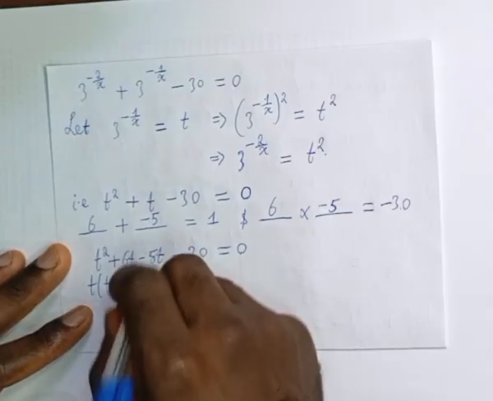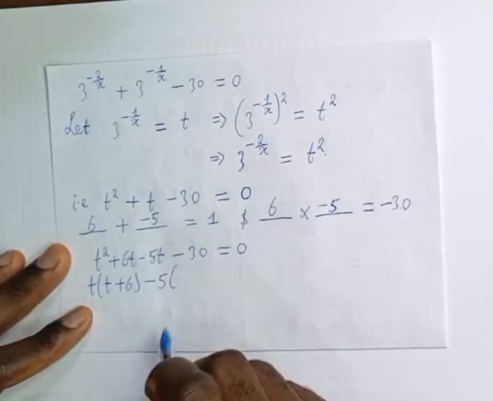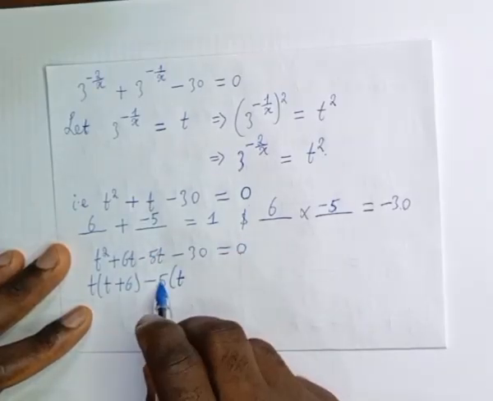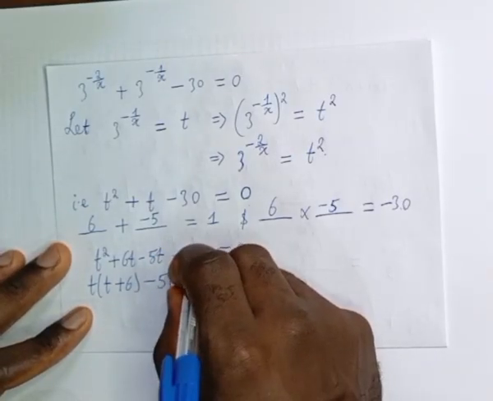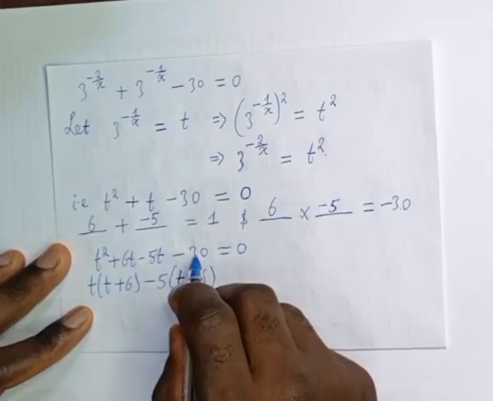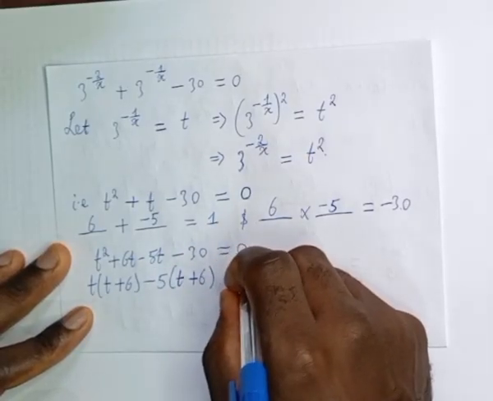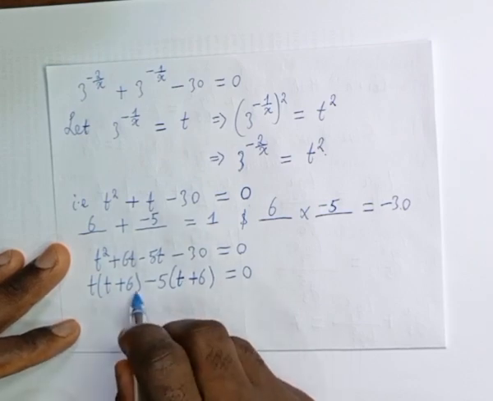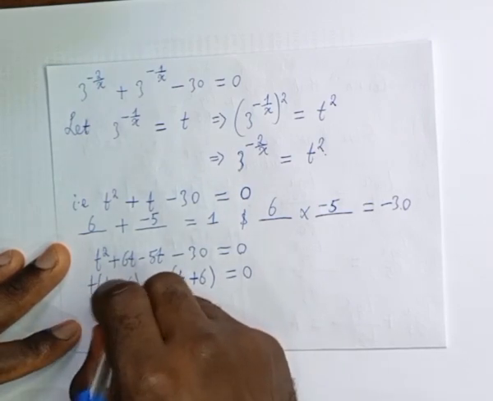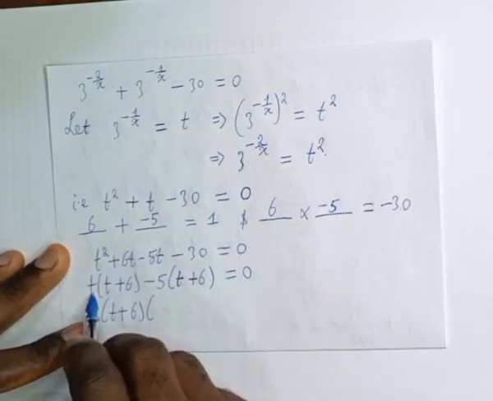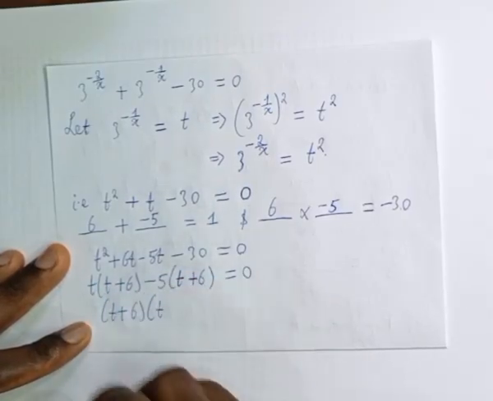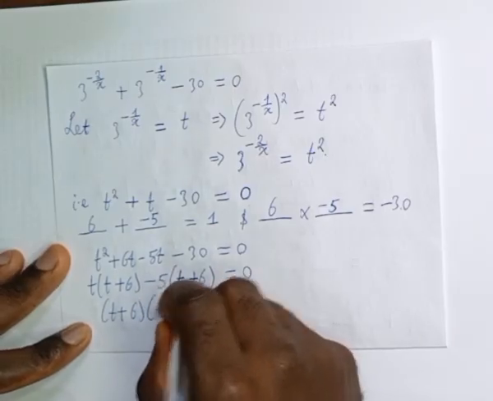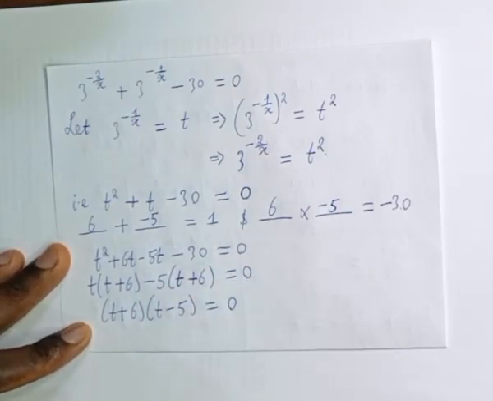The next two terms, we factor -5. -5 times t gives us -5t. -5 times +6 gives us -30. Equate this to 0. We have two terms. The two terms we have, t plus 6 is common. T plus 6 times t gives us the first term. T plus 6 times -5 gives us the second term is equal to 0.